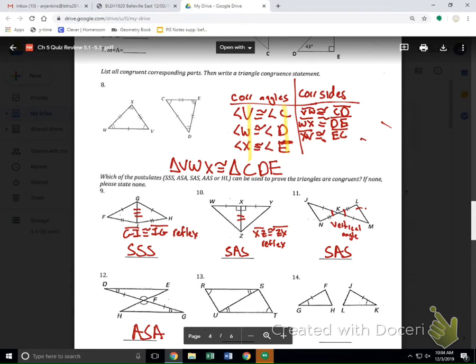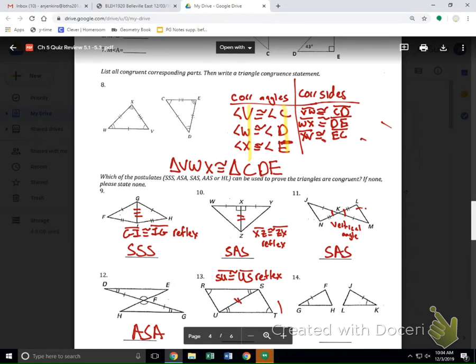On number 13, we know one other piece of information. What do we know? SU is congruent to US by that reflexive property. So be careful here. We have two angles and we have a side. The first one we've seen like this today. Is that side between the two angles? No, it's not. So which one of these allows it to not be between the two angles?